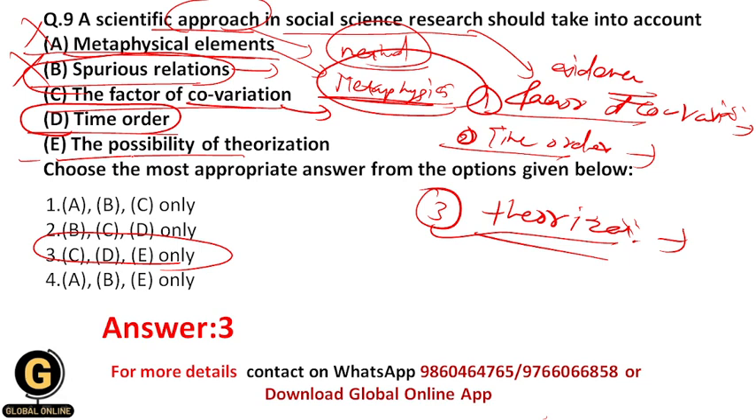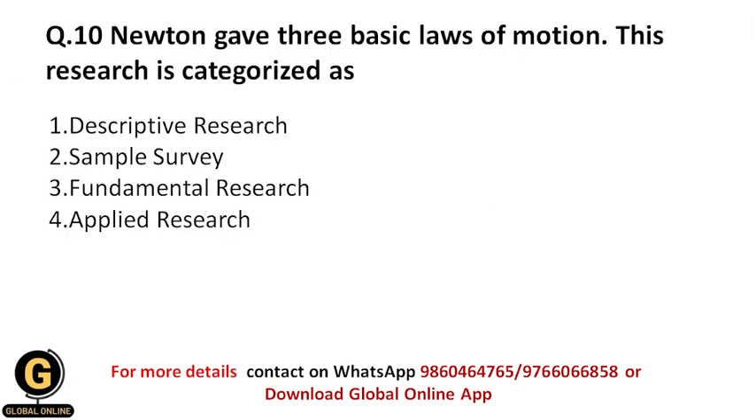Then the third one is the possibility of theorization, which you should take into account. I mean to say, you should express your conclusion in written format. That way you will be able to understand it, and the reader will also be able to understand whatever you have done in your research study. So you should take into account the C, D and E options, and you should not take into account metaphysical elements and spurious relations.